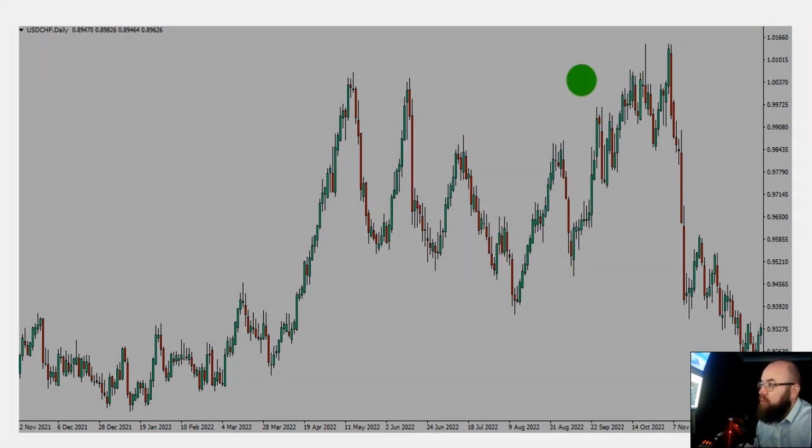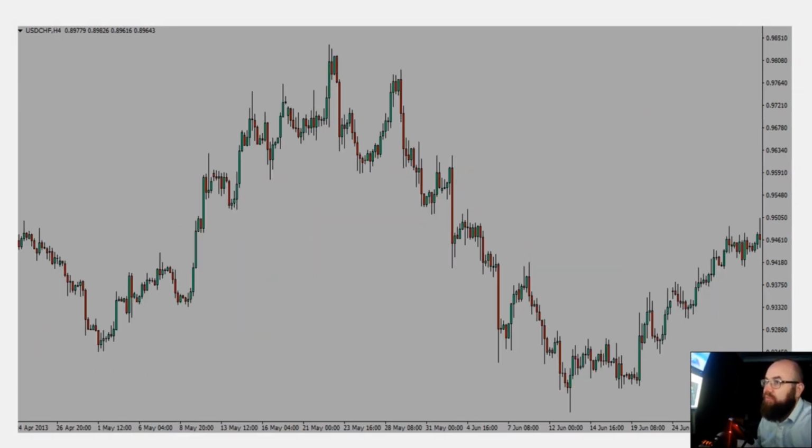Generally speaking, spotting these patterns and also diagonal support and resistance are generally the more challenging areas of price action. So if you are struggling with this, don't worry about it. These are harder to grasp and take a lot of practice.